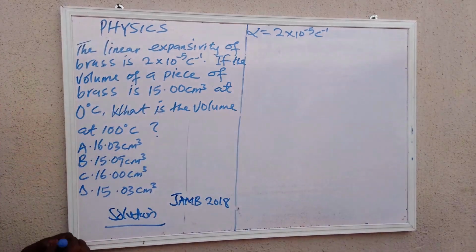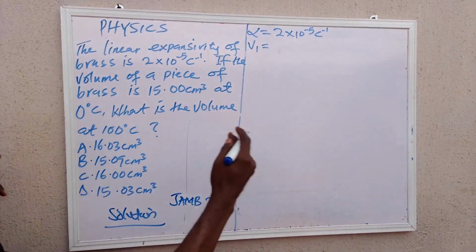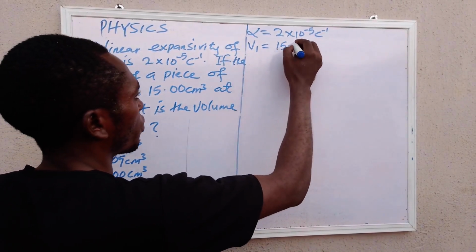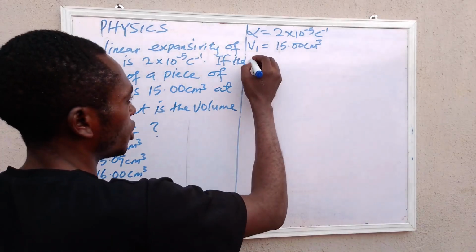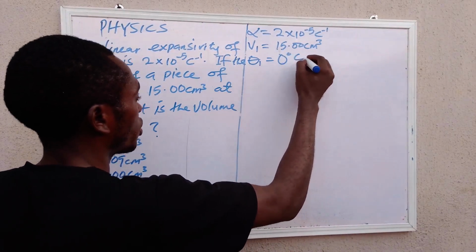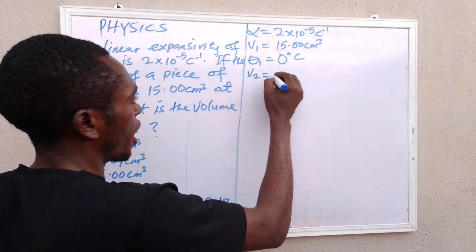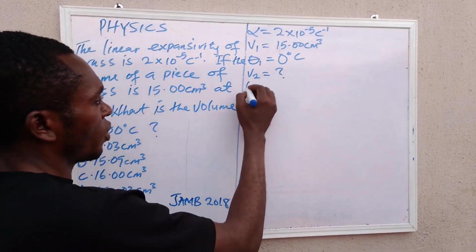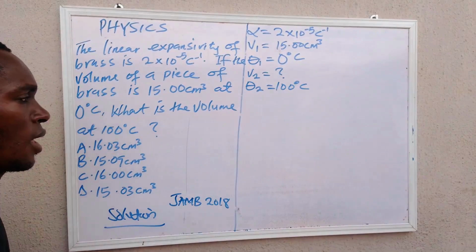If the volume of a piece of brass is 15, that is V1, the volume of the brass itself is 15 centimeters cube. They said that is at 0 degrees Celsius, that means theta 1, the first temperature, is given as 0 degrees Celsius. So what is the volume at 100 degrees Celsius? We're looking for V2, V2 is equal to question mark, and then we have the temperature 2, which is given as 100 degrees Celsius. This is what we have.